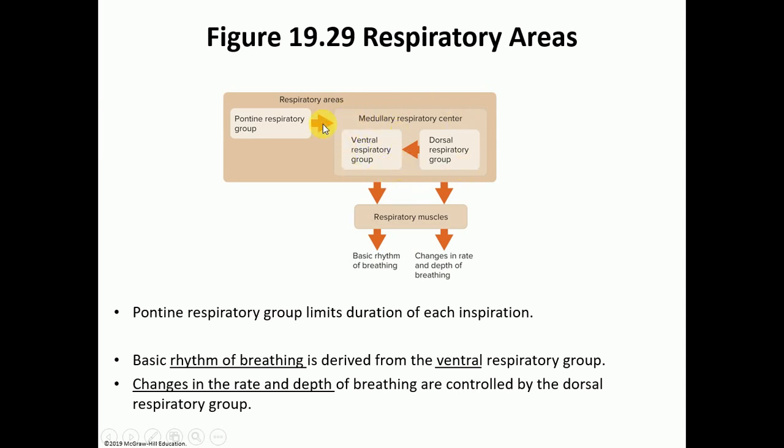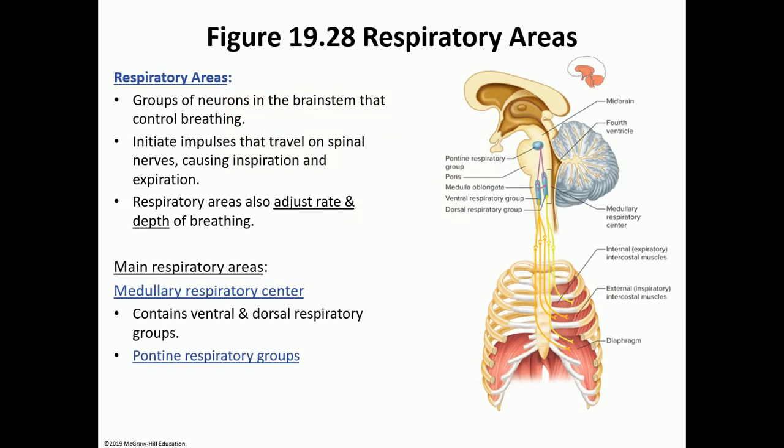The medullary groups: the one in the front, the ventral group, is responsible for the basic rhythm of breathing. So are we breathing regularly or irregularly? That is the function of the ventral group. The dorsal respiratory group is responsible for the rate of breathing, how fast or slow we're breathing, and the depth of breathing as well. You can see here the different nerve fibers going mainly to the diaphragm, the phrenic nerve, in order to start the whole process.